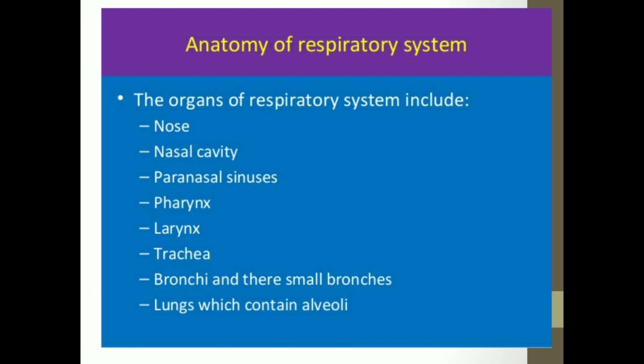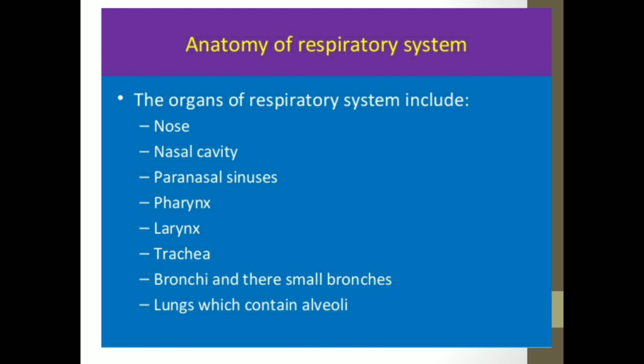Then, the respiratory system is divided into two parts. One is called the conducting part, and the other is called the respiratory part. What do we mean by the conducting part? The conducting part provides humidity and temperature to the inhaled air. You inhale the air, and the humidity and temperature of that air are adjusted by the conducting part. Then the respiratory part is where the gaseous exchange takes place.